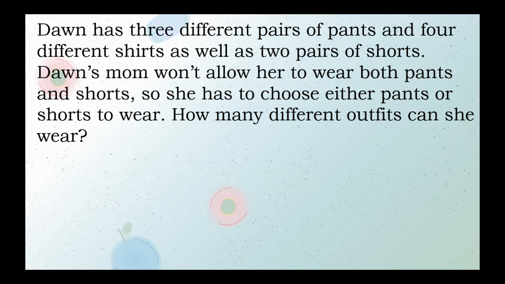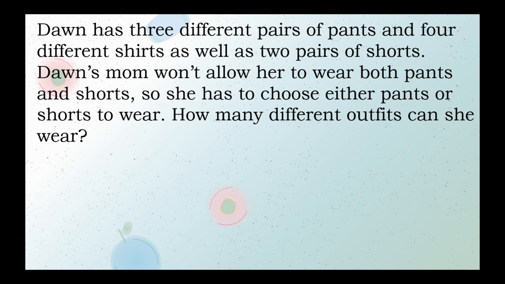Okay, we're back to Dawn here. She this time has 3 different pairs of pants and 4 shirts, and we're going to add in 2 pairs of shorts for her bottoms. Now, Dawn's mom is a little strict, and she says, Dawn, you cannot wear pants and shorts at the same time. So you have to choose a bottom. So how many different outfits can she wear?